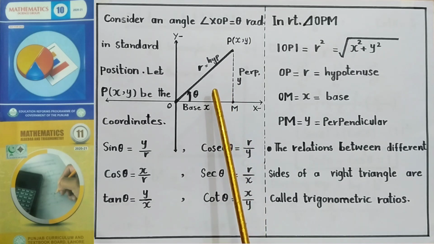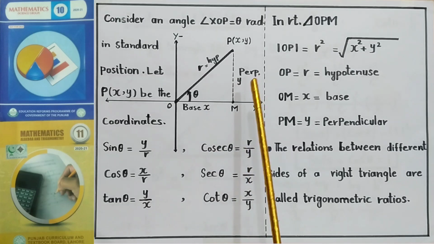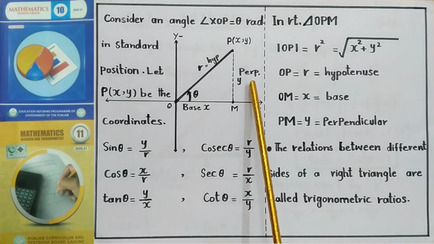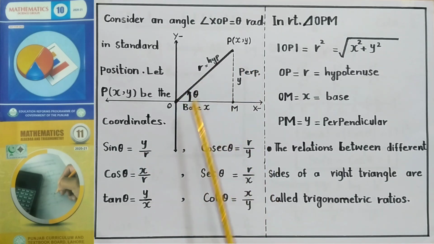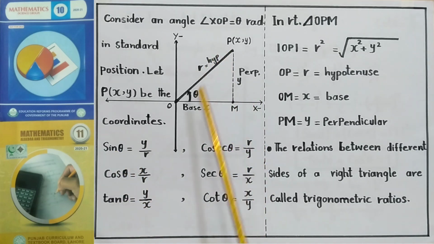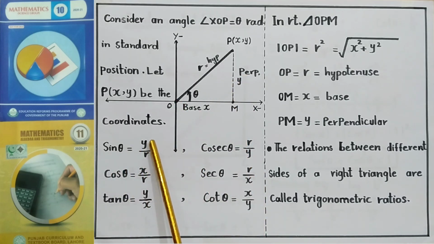Now we give the relations between different sides and the angle. First of all, sin theta is equal to y over r. Y means perpendicular, r means hypotenuse. So we can say that sin theta is a ratio between the perpendicular and hypotenuse of the right angle triangle. That is, sin theta is equal to y over r, that is, perpendicular over hypotenuse.